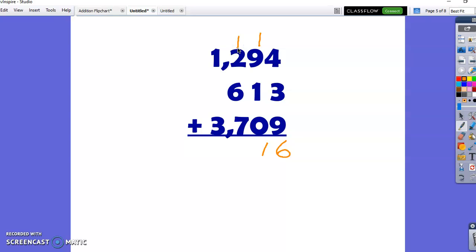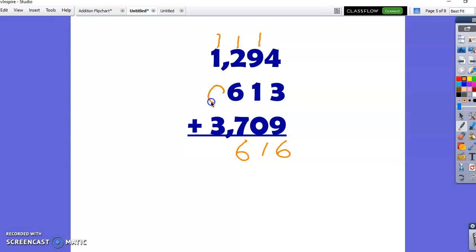Then in your hundreds place, you have a 1 plus 2, which is 3, plus 6, which is 9, plus 7, which is 16. You put your 6, you carry your 1. Now we are in the thousands place. You have nothing for the second number.